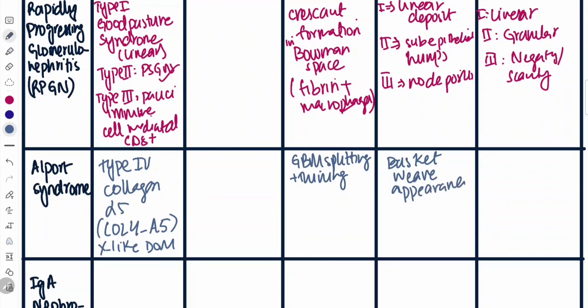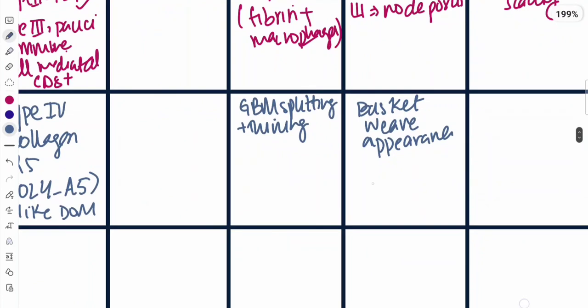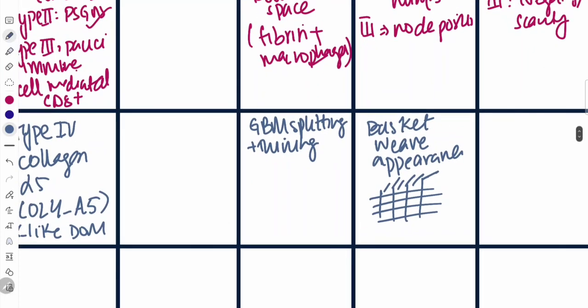Why is this so? Because of alternate thickening. What do you know of basket weave? How does a basket weave appearance look? Like this. So this is a basket weave appearance. So I told you there is thinning and splitting, so there will be thickening. That is why alternate thinning and thickening is going to give a basket weave appearance.